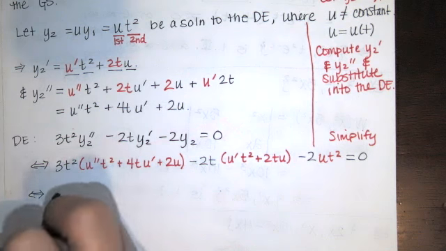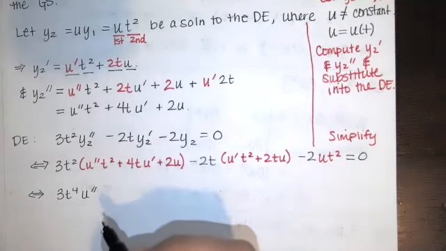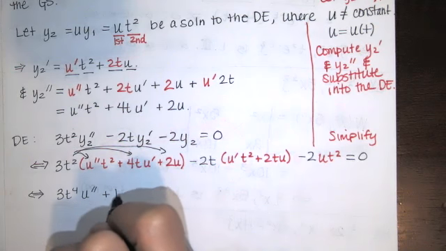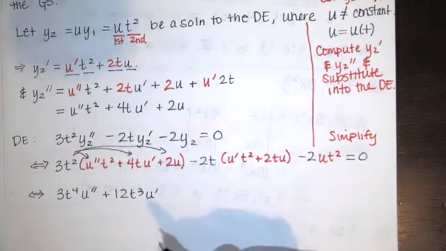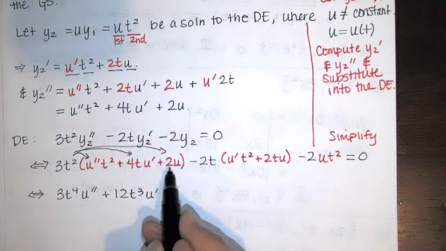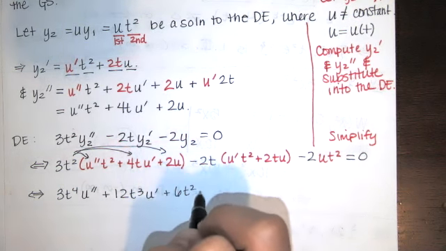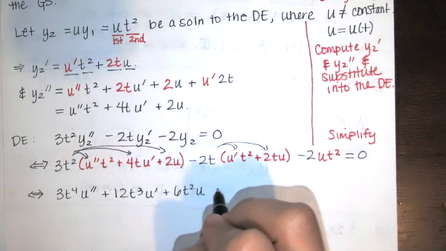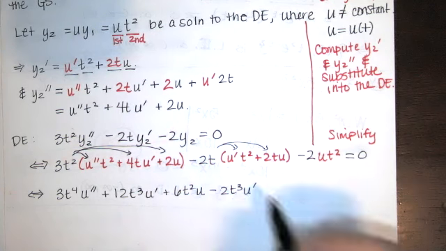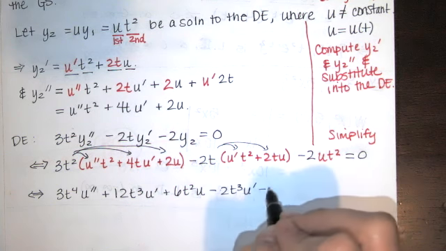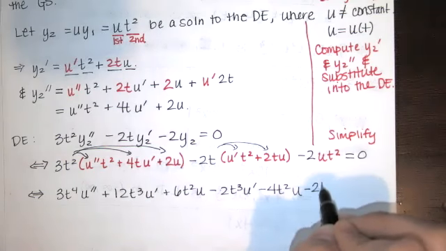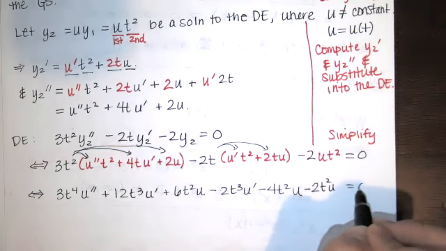So let's simplify. I've got 3t squared times t squared is going to be 3t to the 4th times u double prime. I have to distribute to all three of those terms. Then we'll have 12t cubed times u prime. And then 3t squared times 2u is plus 6t squared times u. Minus, distribute that negative 2t there, minus 2t cubed u prime. Minus 2 times 2 is going to be 4, t times t is t squared, times u, minus 2t squared times u equals 0.